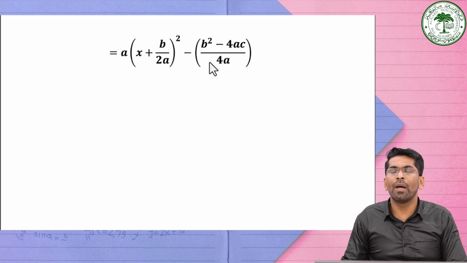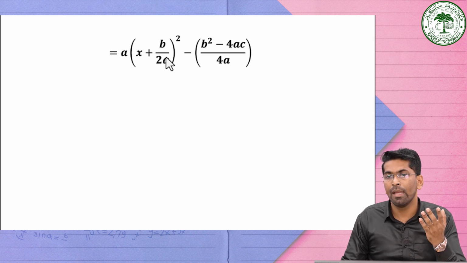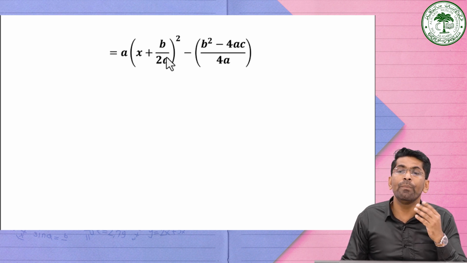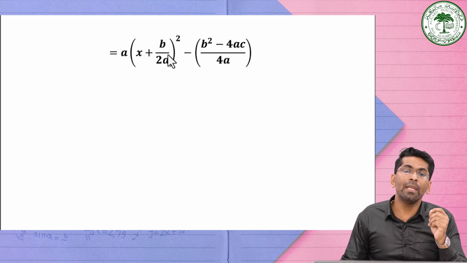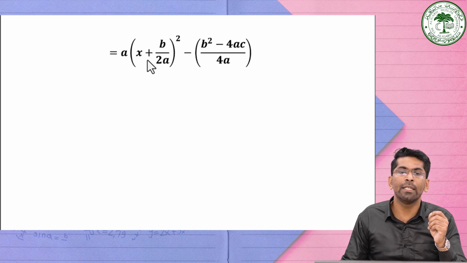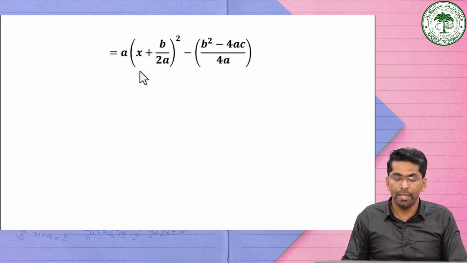For the quadratic function, when a is greater than 0, we said that the parabola opens upward and the vertex represents the minimum value of the function. If you solve for x, then x is equal to minus b by 2a. It is the x coordinate of the vertex.